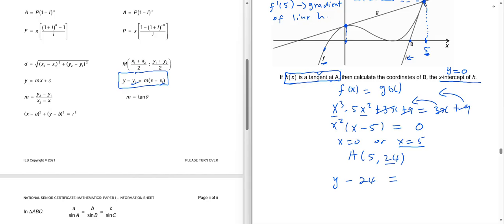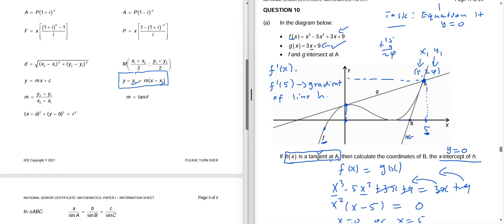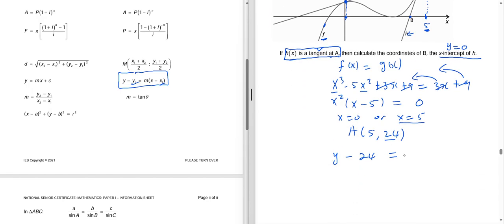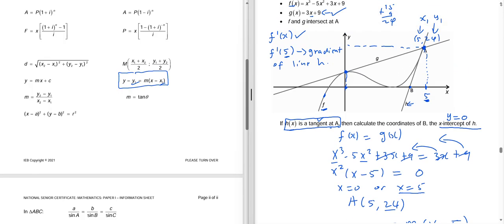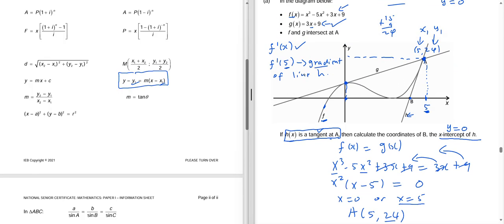So to get the gradient, we said we have to find the derivative of f of x, and then put in the value of 5 to get the gradient of h, which is equal to m, and then x minus 5. And m is equal to the derivative at 5 when you are plugging in, because we said the gradient is the m. So m is the same thing as when you get the derivative of x, and then you plug in.